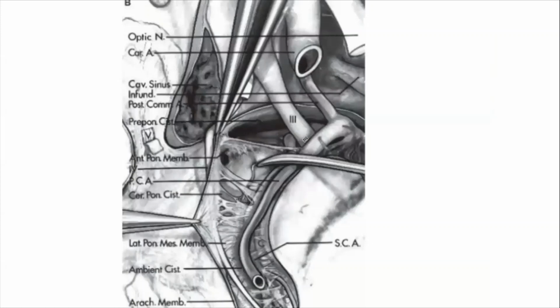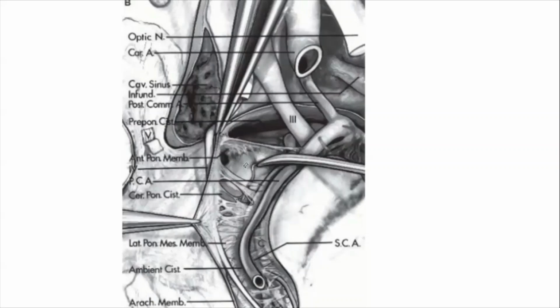In this figure, we can see the prepontine cistern and its relationship with the lateral pontine cistern. Sorry, cerebellopontine cistern. The cerebellopontine cistern is separated from the ambient cistern by a membrane, which is the lateral pontomesencephalic membrane, as we can see over here. This lateral pontomesencephalic membrane is present inferior to the superior cerebellar artery and separates the ambient cistern from the cerebellopontine cistern.